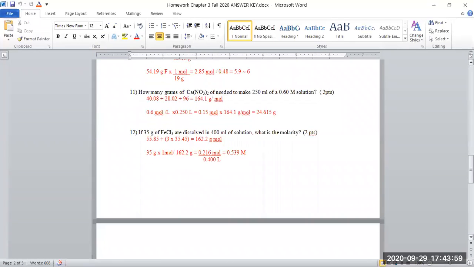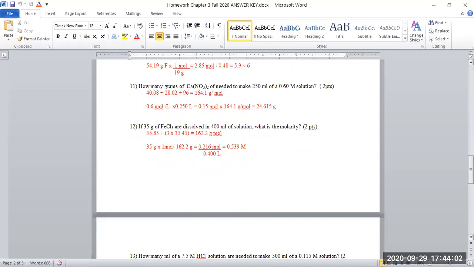Going in the other direction. This one, starting with the grams and a volume and finding out what the molarity is. So you've got 55.85 and then 3 times the mass of chlorine, gives you a molar mass of 162. So this one, divide first, 35 times 1 over 162. That gives you 0.216 moles. Make sure you have moved the decimal place on your milliliters so that you actually have liters. Finish out your division, and you get 0.539 molar.